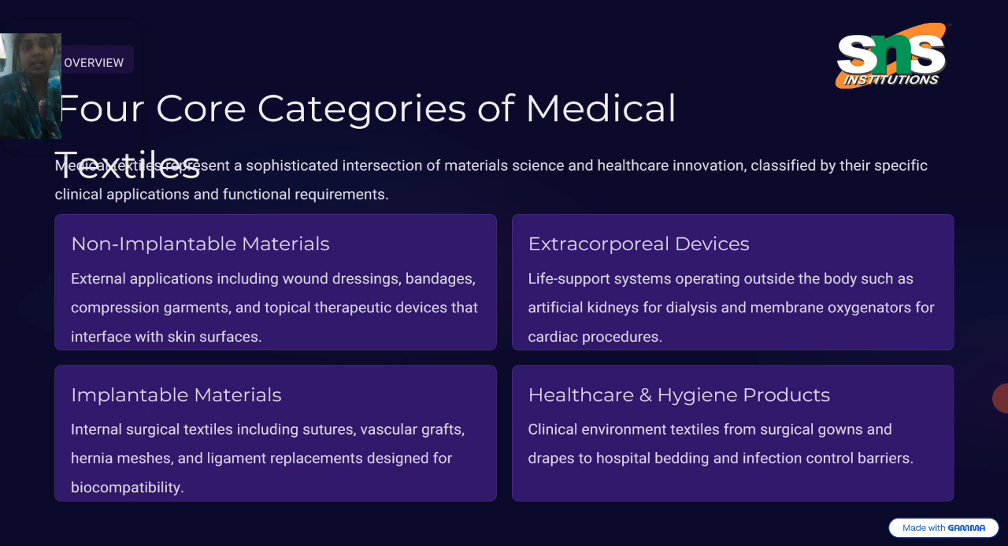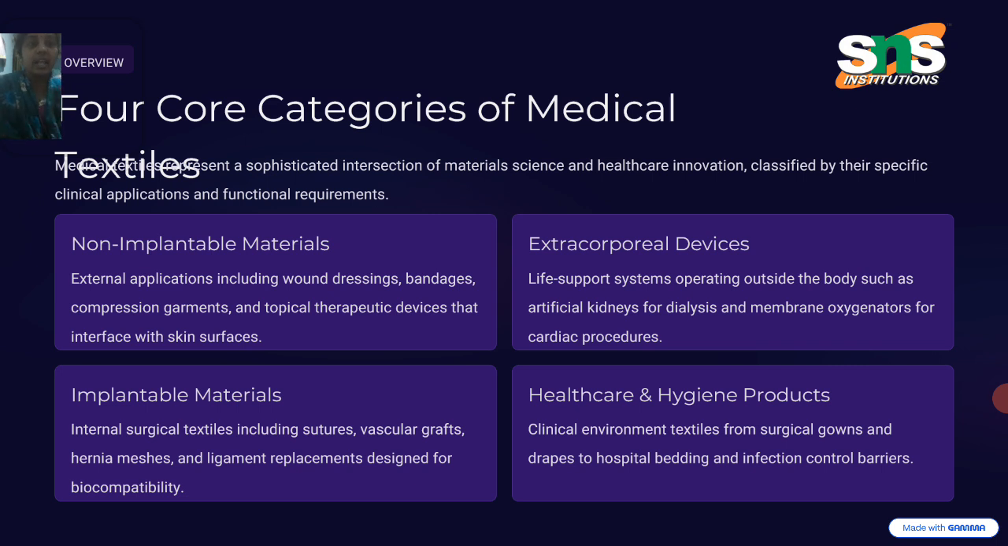Then implantable materials: internal surgical textiles including sutures, vascular grafts, hernia meshes and ligament replacements, designed for biocompatibility. Mainly used are stents used in angiography, nets used in hernia repair, artificial intestines and sutures. These are called implantable materials because we are placing them inside our body.